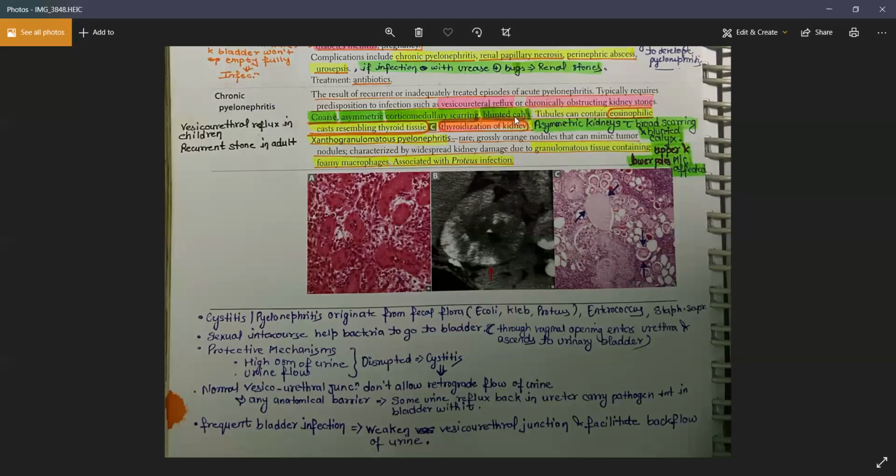And that's exactly what's seen in xanthogranulomatous pyelonephritis. You will have grossly orange nodules, and it will look like the kidney is having a metastasis, a tumor on these nodules. You do a biopsy of these nodules. What you will see is granulomatous tissue, and you always think about xanthogranulomatous pyelonephritis. And please note, it is associated with Proteus infection. Any doubt, please ask.